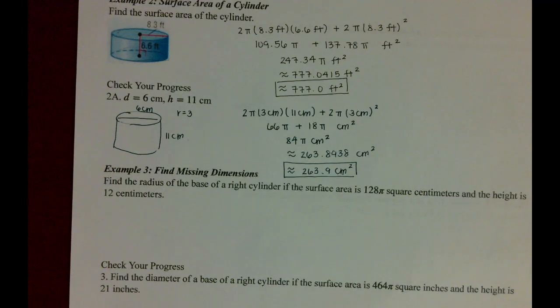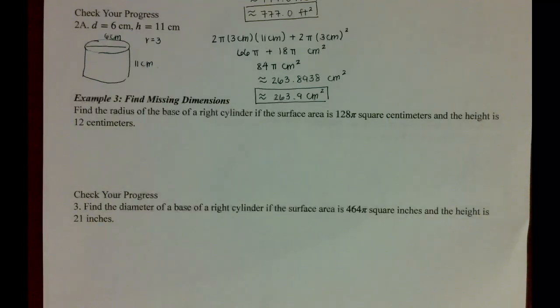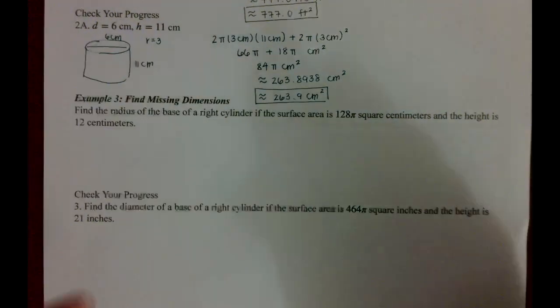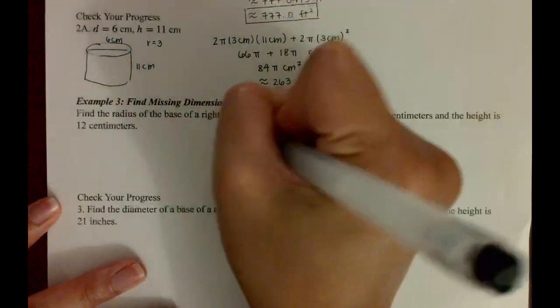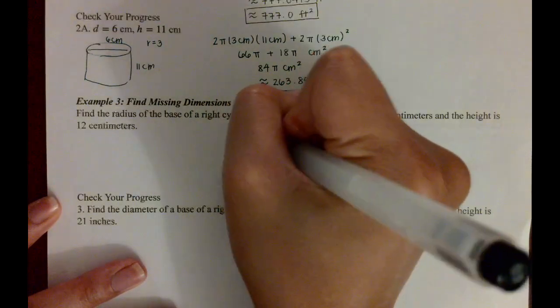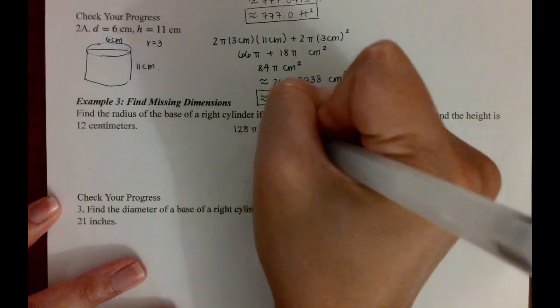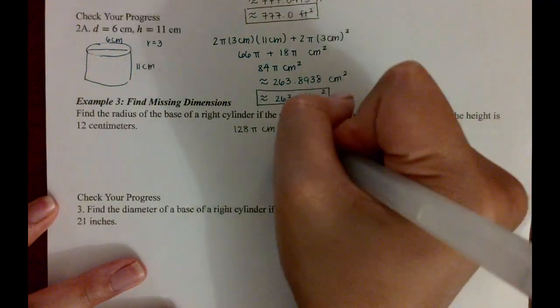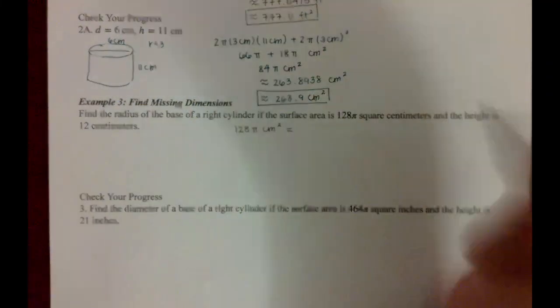Okay, so we're on the last example here. So here we want to find the radius of the base of a right cylinder if the surface area is 128 pi square centimeters and the height is 12 centimeters. Okay, so my surface area I know is 128 pi square centimeters. So what goes into surface area?